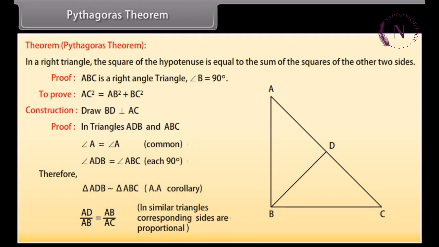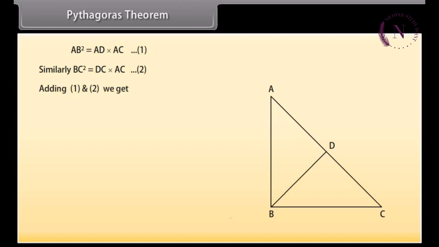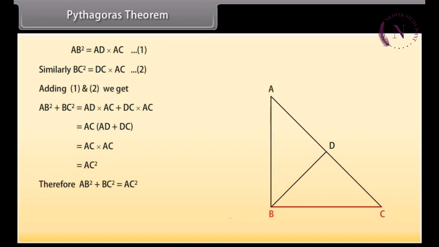because in similar triangles, corresponding sides are proportional. Or we can write it as AB square equals AD into AC, mark it as 1. Similarly, BC square equals DC into AC, mark it as 2. By adding 1 and 2 we get AB square plus BC square equals AD into AC plus DC into AC, which equals AC into AD plus DC, AC into AC, AC square. Therefore, AB square plus BC square equals AC square. Hence proved.